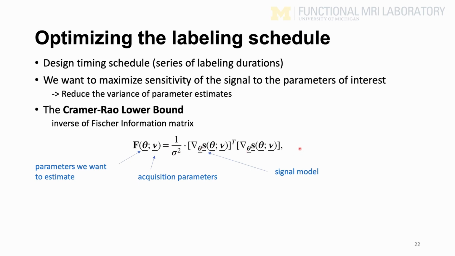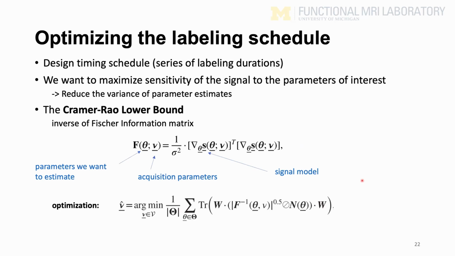So that's our measure of goodness, our cost function, right? But the actual optimization is we want to search for the acquisition parameters, in other words, our schedule of labeling delays that's going to minimize this Cramer-Rao lower bound, or this minimal standard deviation that we can achieve during the estimation. So we're trying to minimize the trace of the inverse of that Fisher information matrix.